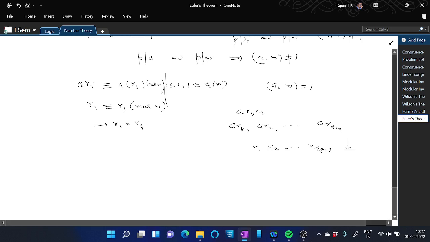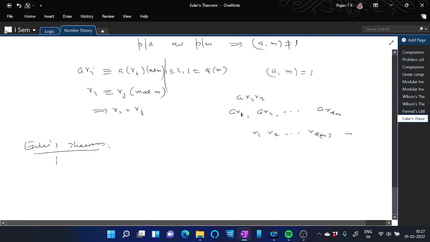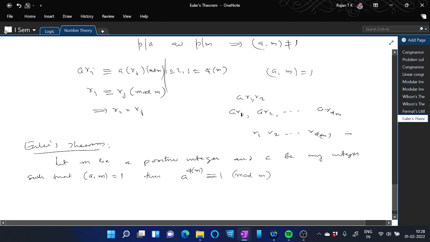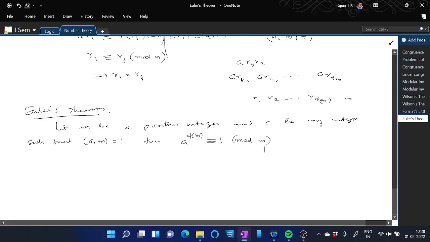Now we are in a position to prove the Euler's theorem. The Euler's theorem states that let m be a positive integer and a is any integer such that gcd(a, m) equal to 1, that is a and m are relatively prime, then a raised to phi m is congruent to 1 mod m, where phi m is the Euler phi function, or simply Euler function. Proof.